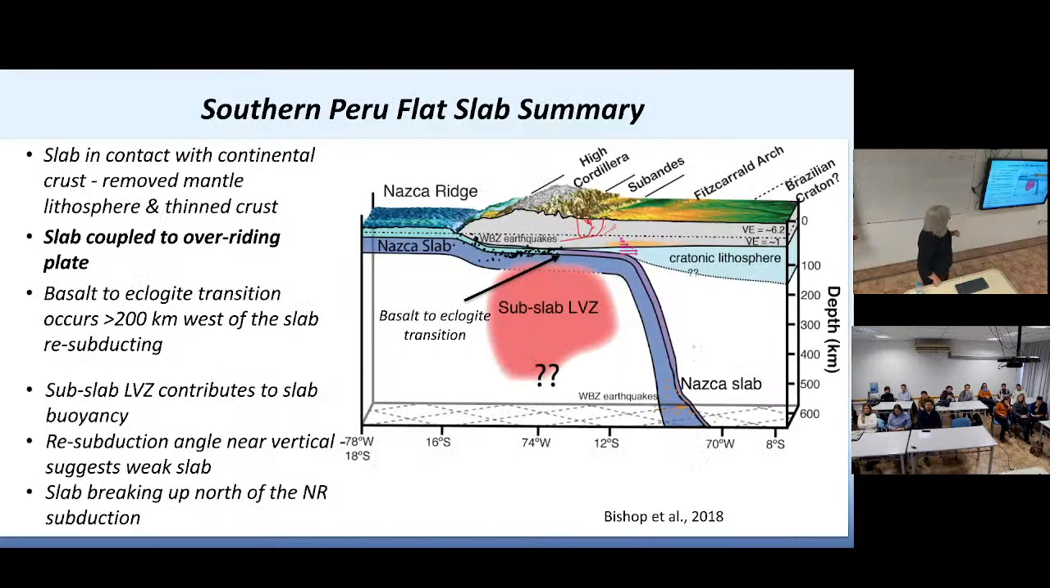So here's our summary cartoon of what we think might be happening with the Peru flat slab. I've said a lot of this, so I won't repeat it, but important points are that it sliced off some of the lower mantle and crust, and the flat slab is right against the base of the crust, and it extends almost 200 kilometers before it resubducts. And this low velocity zone is probably keeping it up, adding to the buoyancy. And then, of course, to the north, the slab is breaking.